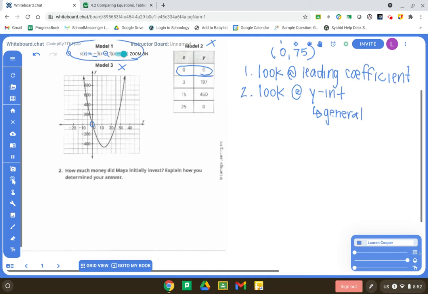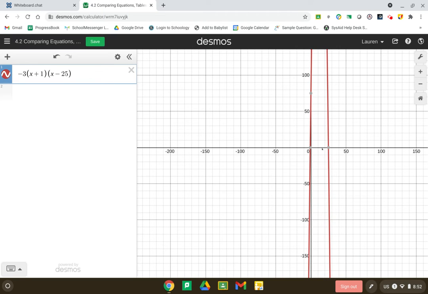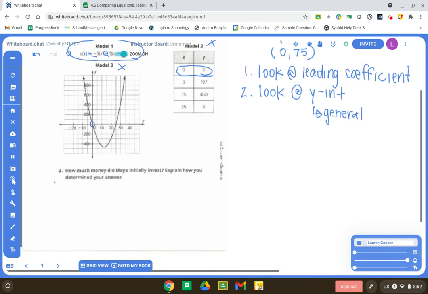So the next part is how much money did Maya initially invest, and explain how you determined that answer. So an initial investment is going to be what happens before any time went by. So if you look at her graph here, our x values right here is our time, and our y value is our investment. So we want to know at no time at all how much did she already put in, and that's actually our y-intercept. So here it's important to know that the y-intercept is always going to be your initial value, what happens before any time goes or anything like that.